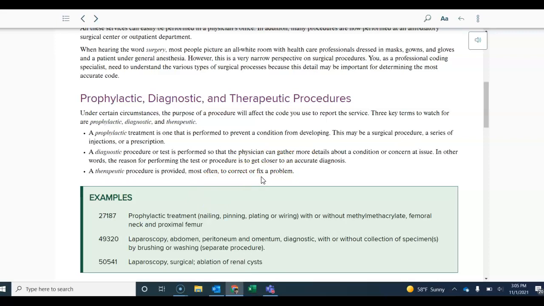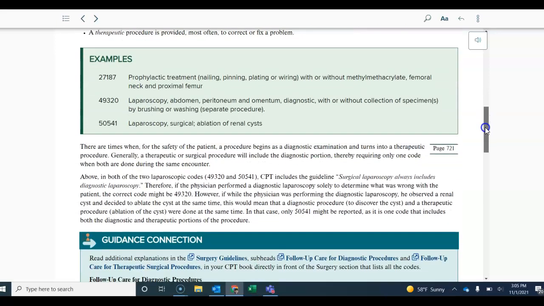One thing that you need to know about CPT codes is if it starts as a diagnostic procedure, let's say they start doing a scope, like a colonoscopy, and they're looking for something, and then they immediately turn it to a therapeutic and they find a problem and they fix it while they're there, it becomes a therapeutic procedure. You can't code both the diagnostic and the therapeutic. That's going to be in your guidelines, which I'm going to show you.